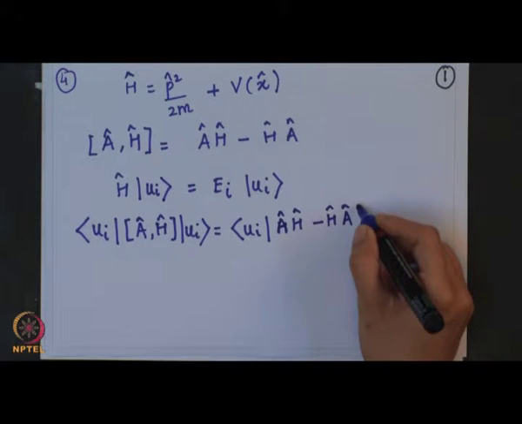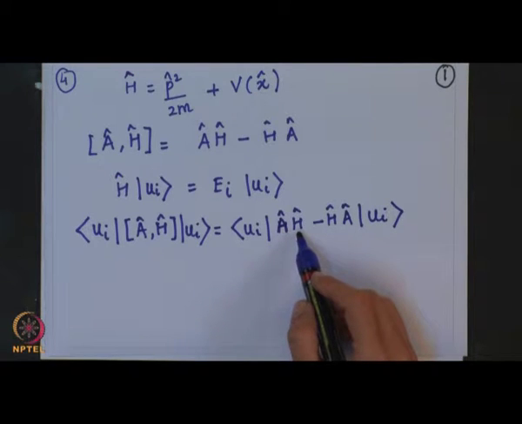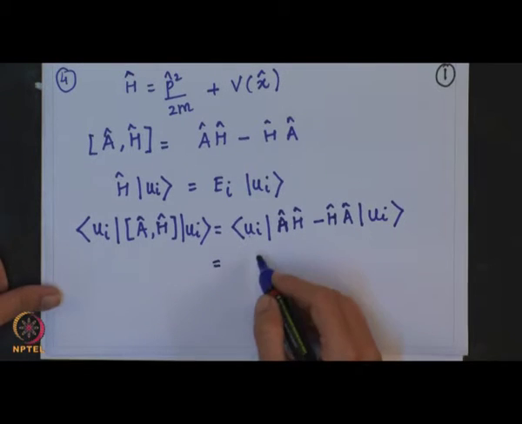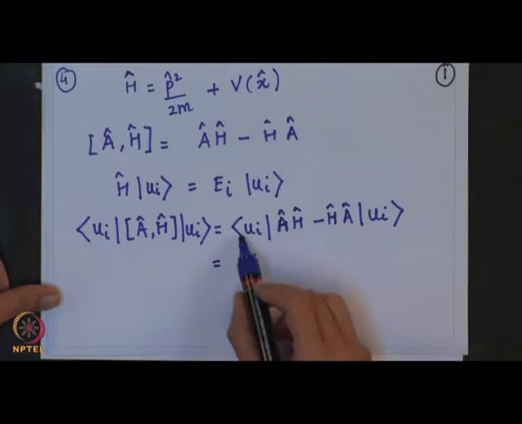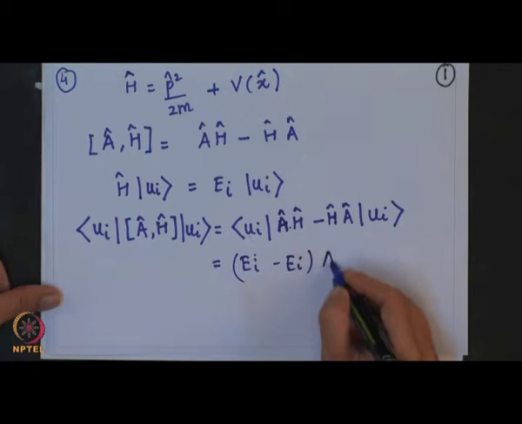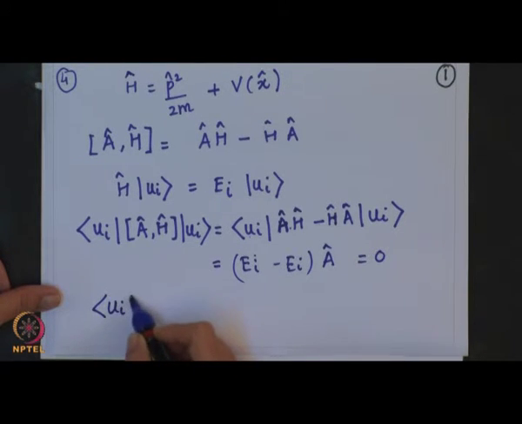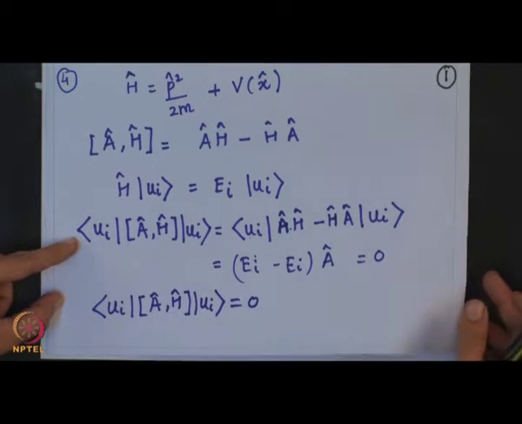This commutator I have written here will be operator A operator H minus H A between ui. Now, when H operates on ui, it will give me an Ei, and when H operates on this bra, it will again give me an Ei. So, you can see here you have an Ei minus Ei term. This one will operate on the left and give you Ei, and this one will operate on the right and give you Ei, with an operator A, which is 0. So, we can easily see from here that this quantity is 0.